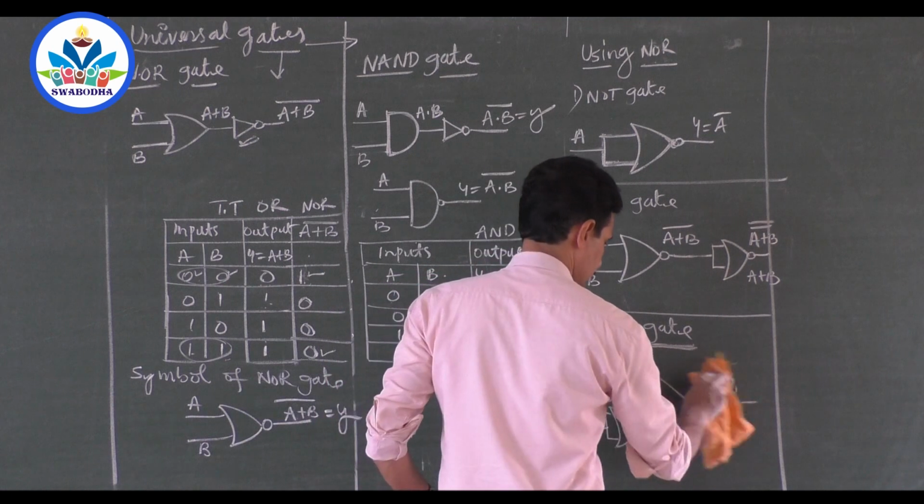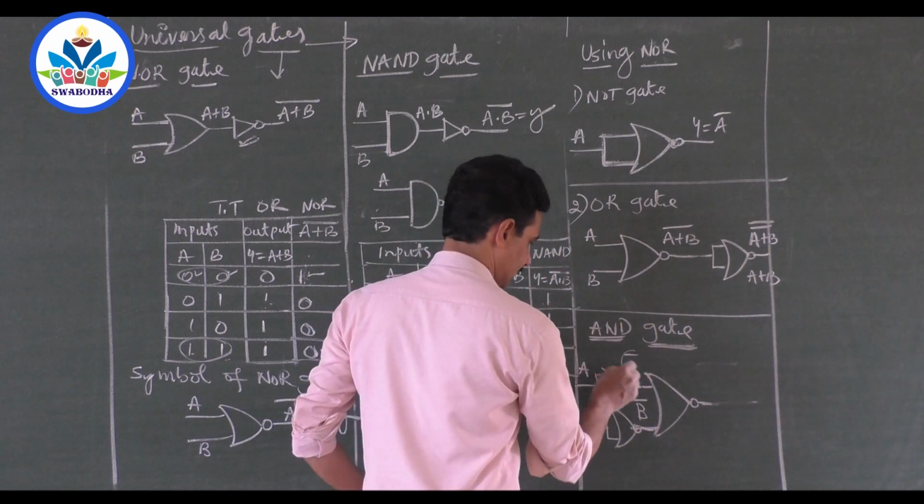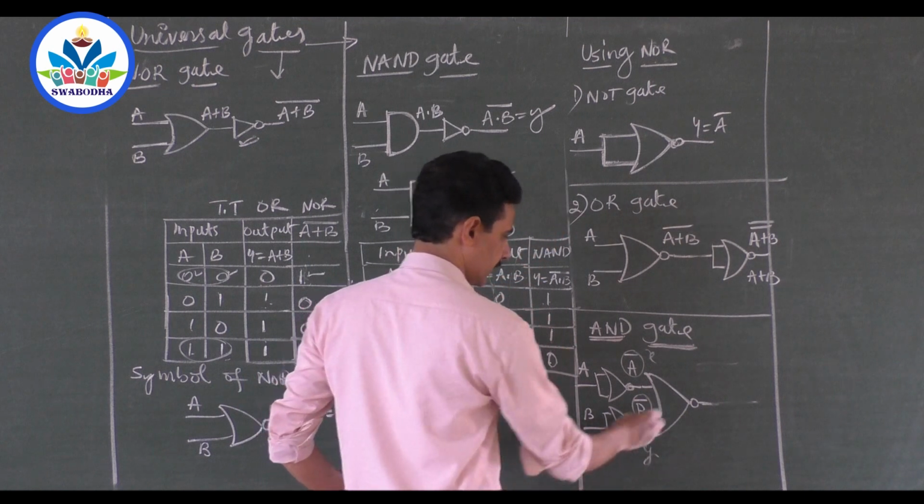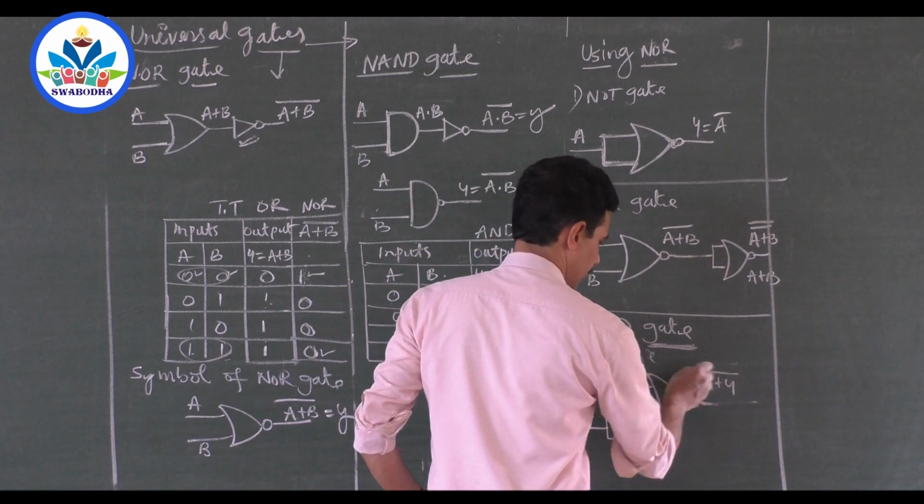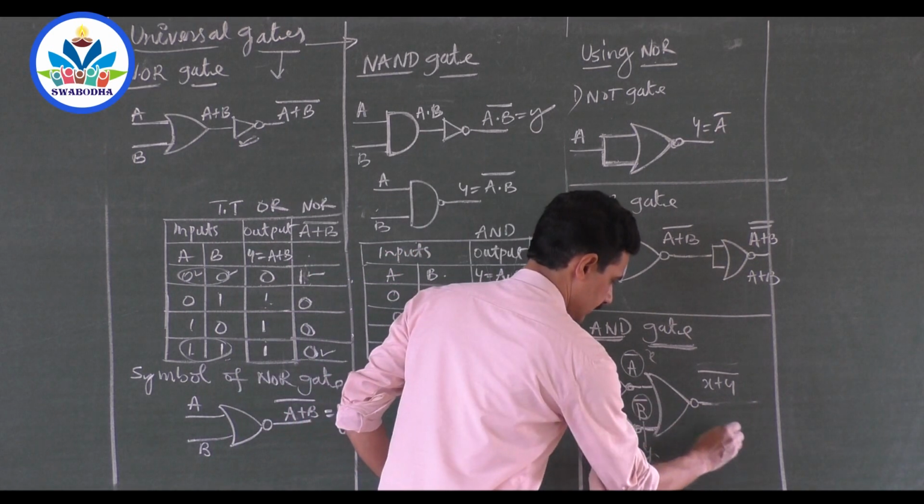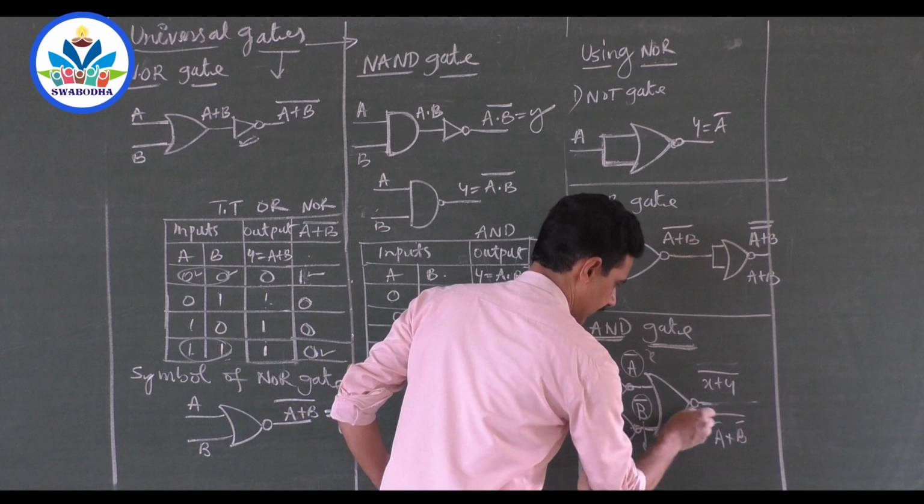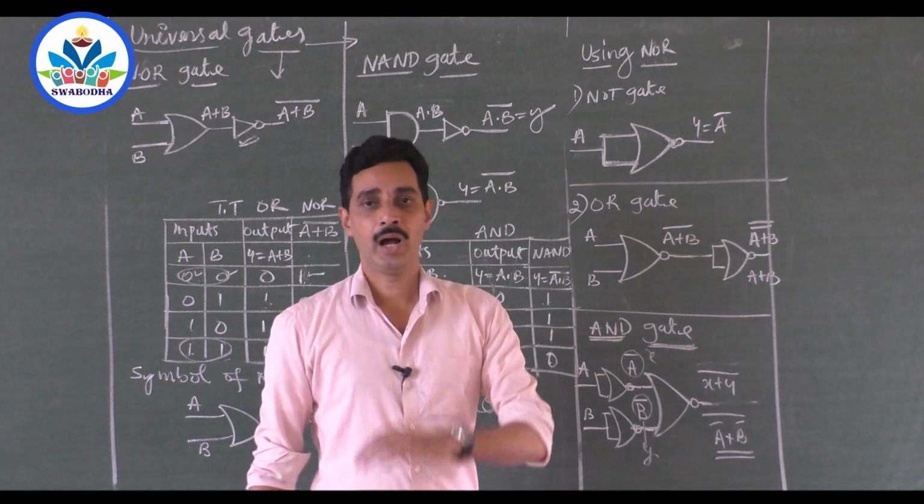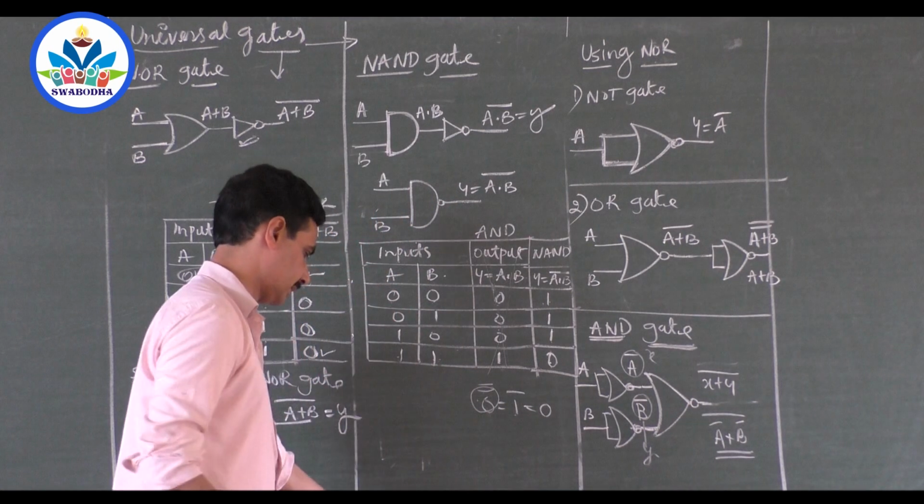If you are confused, you can do it like this. Take this as X, take this as Y. What will you get here? X plus Y whole bar. Correct? What is X plus Y whole bar? A bar plus B bar whole bar. Sir, is it A AND B, A dot B? Yes. How do we prove that, sir? Very simple. I can do it like this.